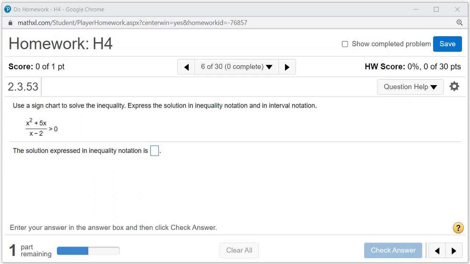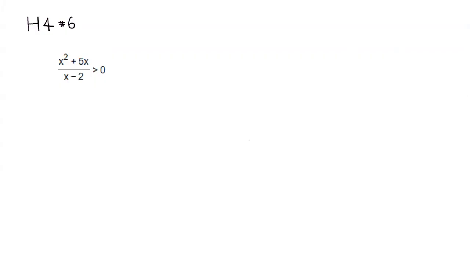All right, let's look at homework 4, problem number 6. Let's solve this inequality here. The first thing I would do is simplify or factor out the numerator. Since both terms have x in them, I'm going to pull out x.